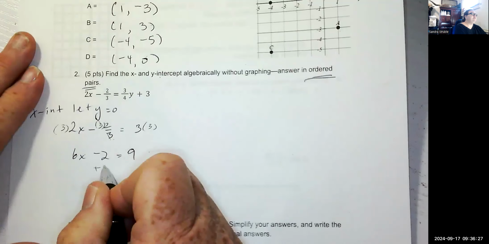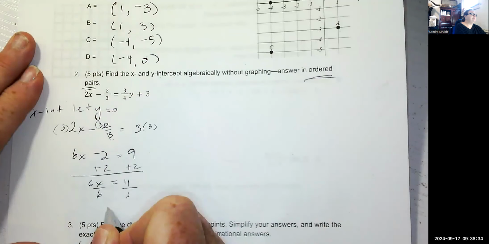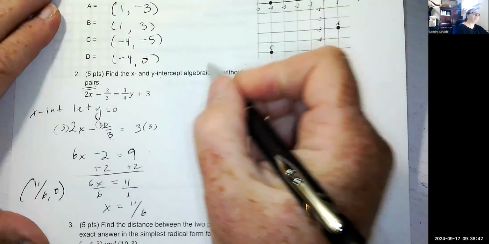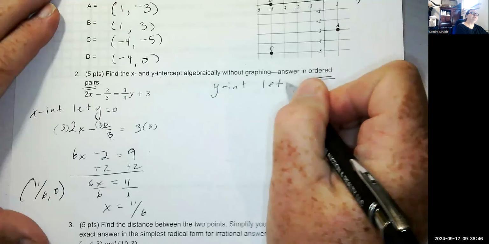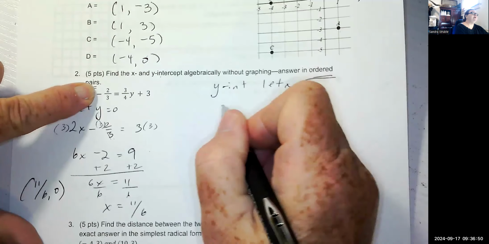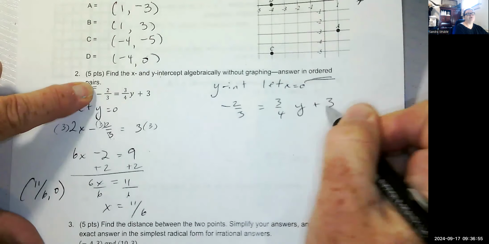Solving for x, I can just add 2 to both sides. 6x is equal to 11. Divide both sides by 6, and x is equal to 11/6. Now, I did say to put in ordered pairs, so (11/6, 0) is the x-intercept. For the y-intercept, you let x equal 0 and solve for y. So the 2x is gone. You've got -2/3 is equal to 3/4 y plus 3.